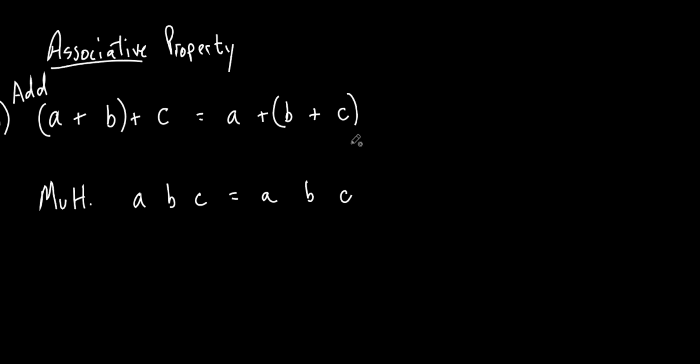Again, it's the same exact thing, except instead of adding them together, we are going to multiply them. So you could take the first two, multiply them together, then multiply by the third number. Or you could take the second and the third number, multiply them together, then multiply by the first. You'll get the same exact thing. So you got the associative property for addition and the associative property for multiplication.